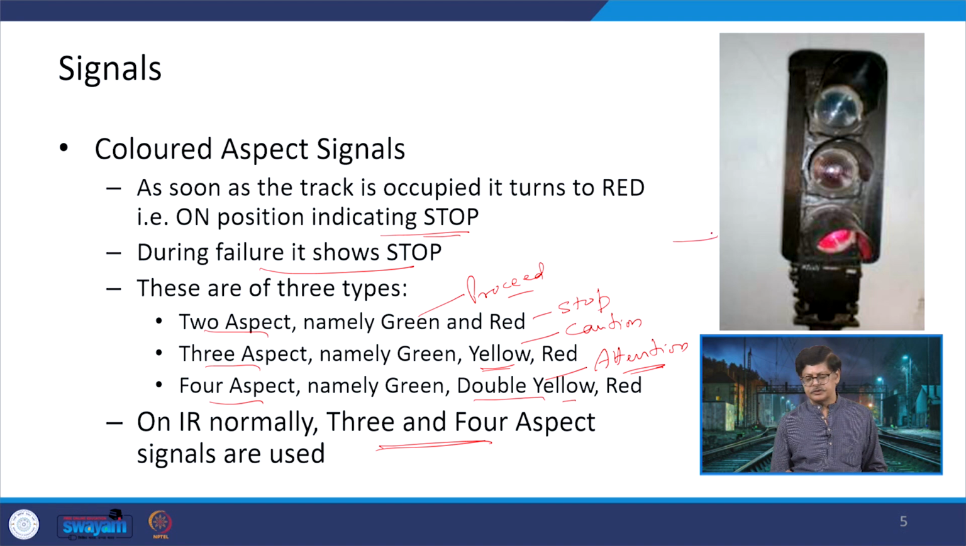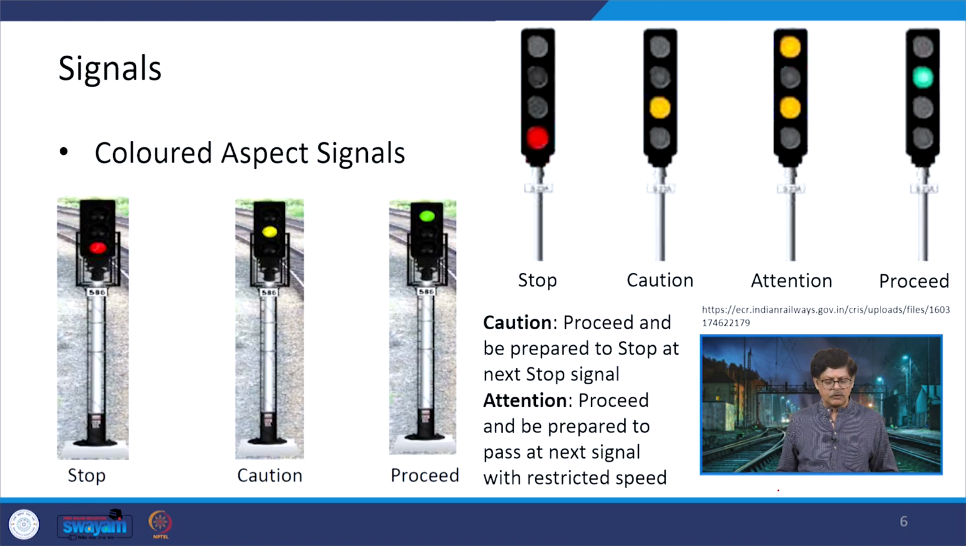One of the signals is being shown here. There is a red light coming out of it, which means you need to stop. So, these colored aspect signals are being shown. This is a stop because it is a red color; a yellow light is caution; a green light is proceed. When we say caution, caution means proceed and be prepared to stop at the next signal. This was a 3 aspect colored light signal.